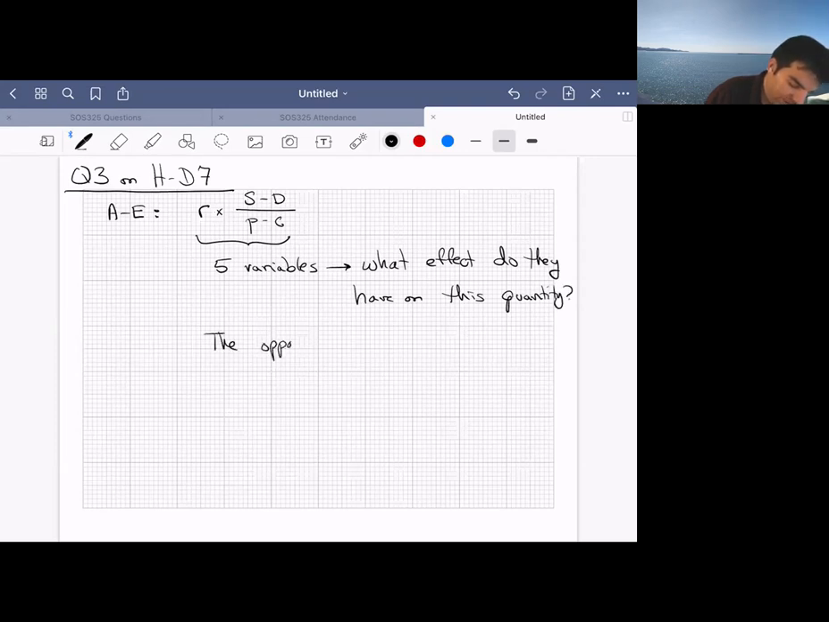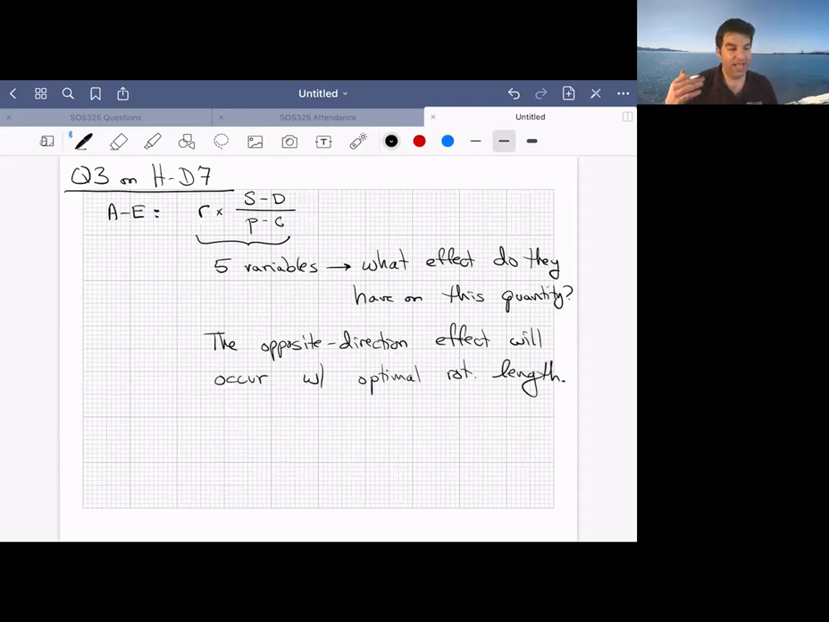The opposite direction effect will occur with optimal rotation length. And so the idea here is for A through E, I basically asked you about all 5 of these parameters: the interest rate, the site value. So just to confirm, this is interest rate, this is site value, this is cost of replanting, this is the price that consumers pay for the wood, for the timber, and this is the cost per unit of timber to you to actually cut it down. And so I asked about all 5 of those in A through E.